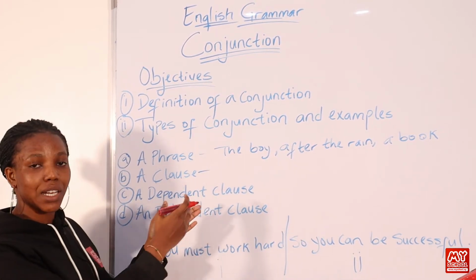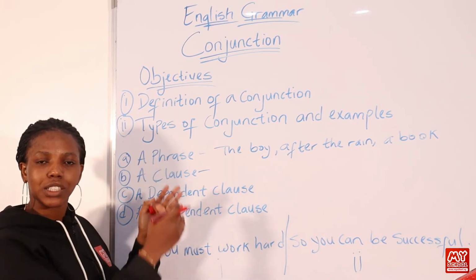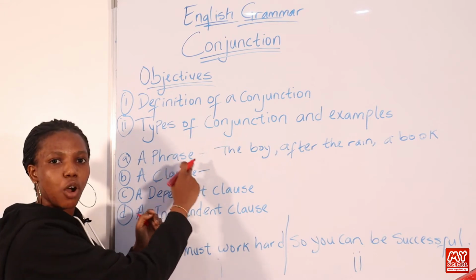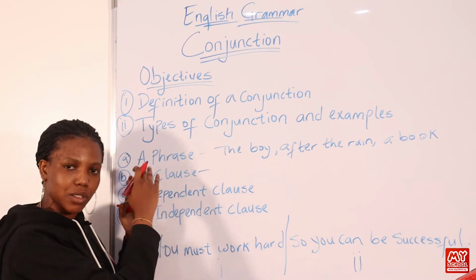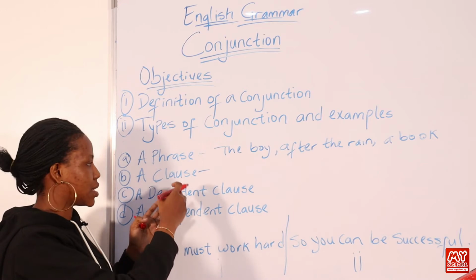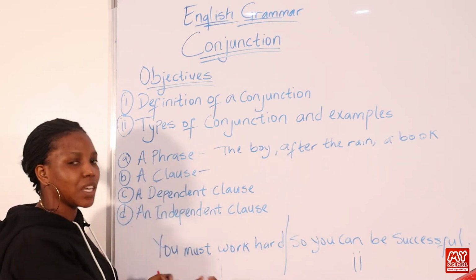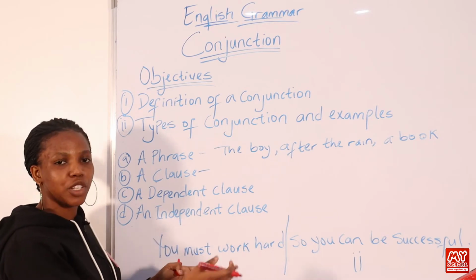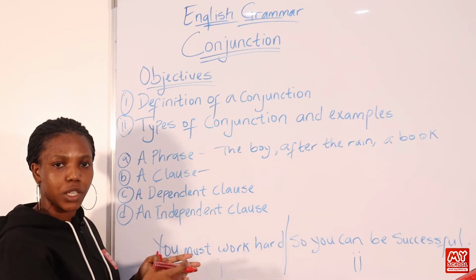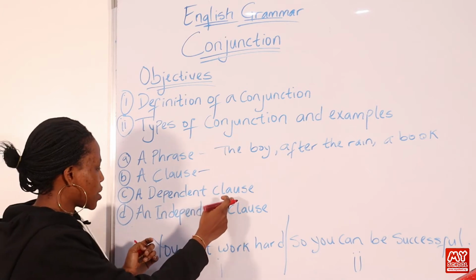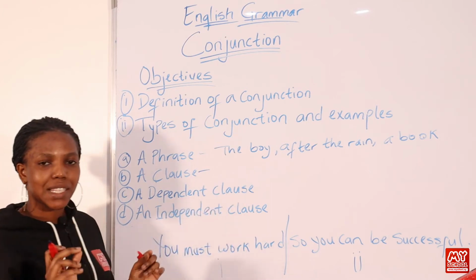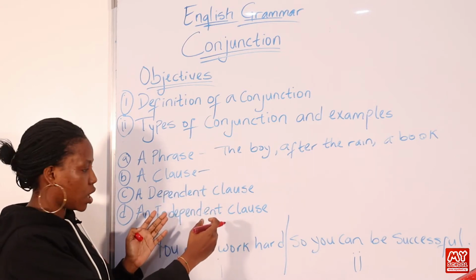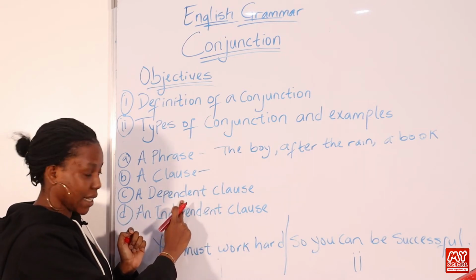So let's look at the similarities between a phrase and a clause. They are both group of words, okay? But a phrase is always a part of a sentence. It doesn't make sense on its own. It's always going to be a part of a sentence. But a clause can be a part of a sentence and it can be complete on its own. Now this brings us to the types of clause that we have, a dependent clause and an independent clause. Now let's take the terminology, the most important terminology in this phrase, dependence.